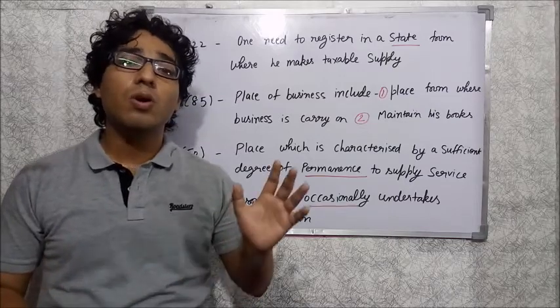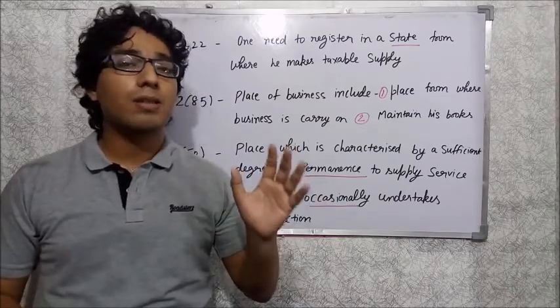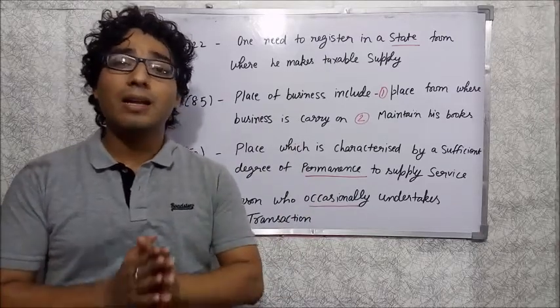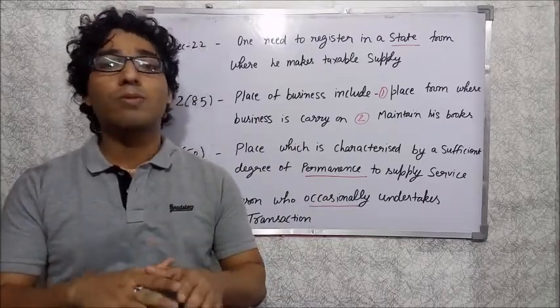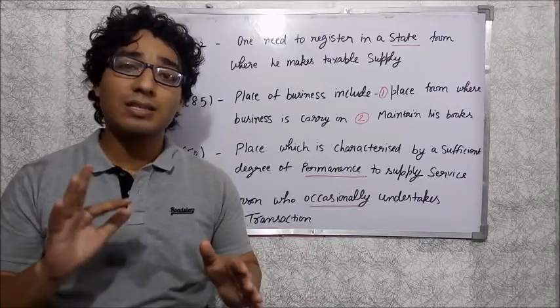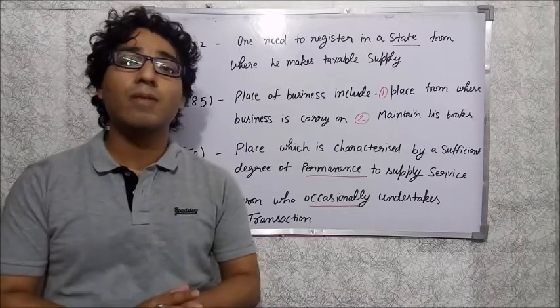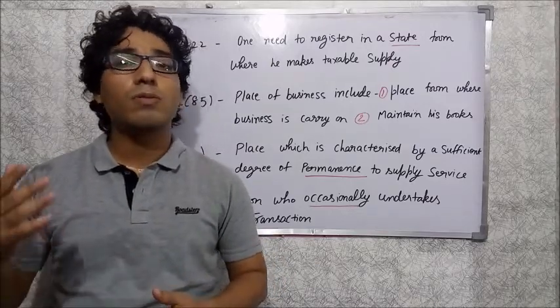So if there is a place of business, then that will be the place from where the service is provided, and if there is no place of business, then we have to check the second one, which is the fixed establishment, and if we don't have the place of business or fixed establishment, then we have to check the usual place of residence.